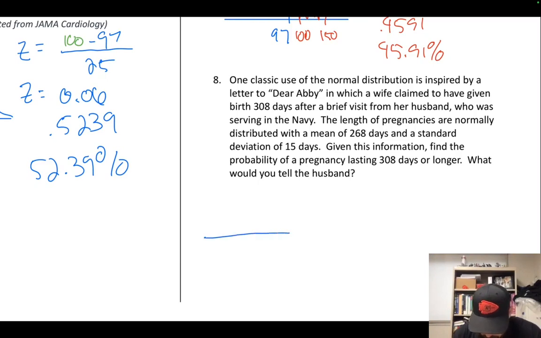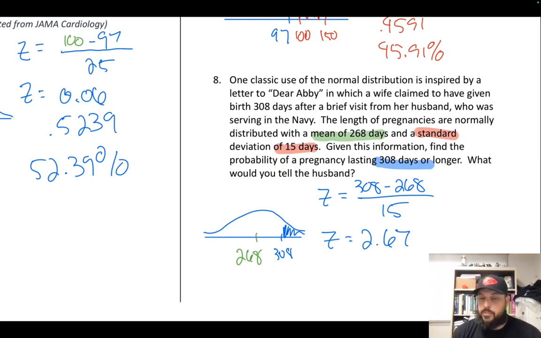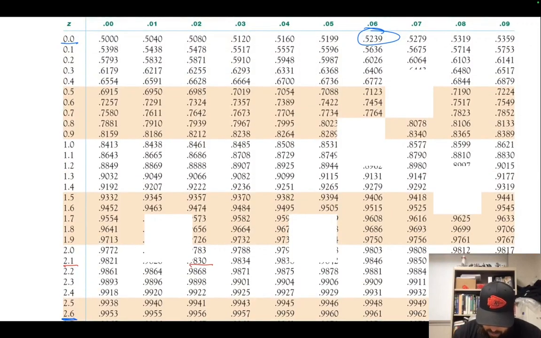All right, so draw our sketch as always first, even in mysteries. And then we have our mean of 268 and our standard deviation of 15. And then our value is 308 or longer. So put our mean on here. We want 308 or more. So then we have z equals 308 minus the mean of 268 divided by our standard deviation of 15. And so that will give us a z-score of 2.67. So already 2.67 we know becomes pretty high, but let's go take that to the table and find our actual percentage. And we're looking for 2.6 and then 7.